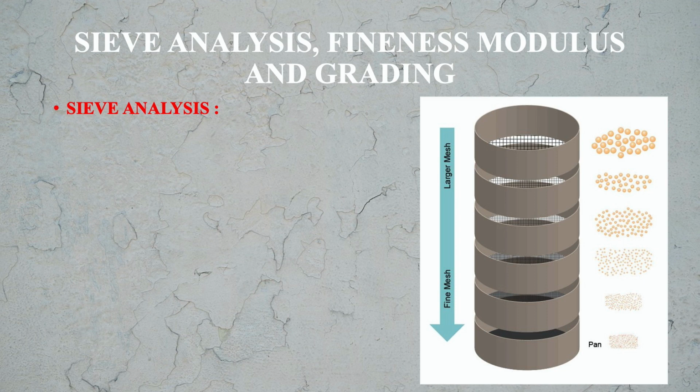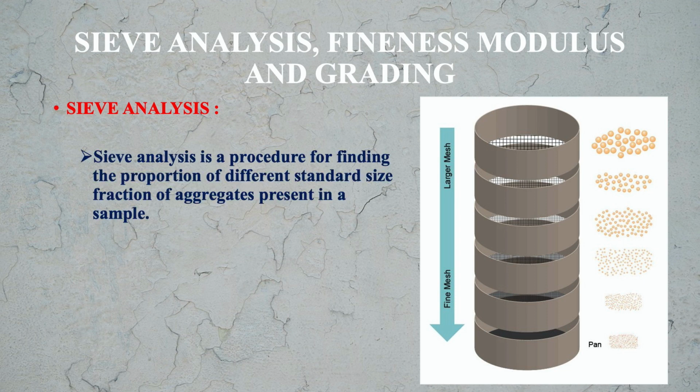First let us see what sieve analysis is. Sieve analysis is a procedure for finding the proportion of different standard size fractions of aggregates present in a sample. It means we are finding the different fractions of aggregate of different sizes present in the sample. That is called the sieve analysis. And we call it sieve analysis because we are using sieves for this purpose.